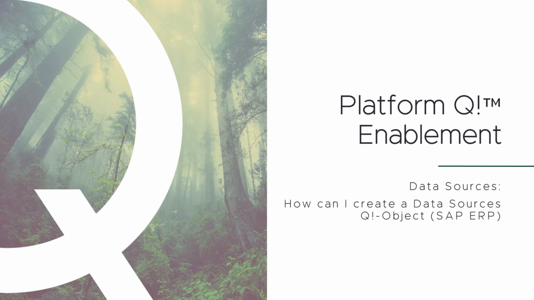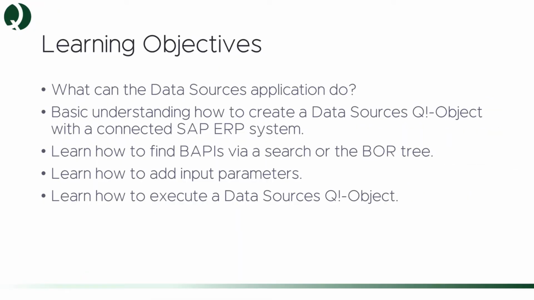There are a couple of learning objectives that we want to achieve. The learning objectives are: what can the data sources application do? Basic understanding how to create a data sources Q object with a connected SAP ERP system. Learn how to find BAPIs via a search or object tree. Learn how to add input parameters. Learn how to execute a data sources Q object.